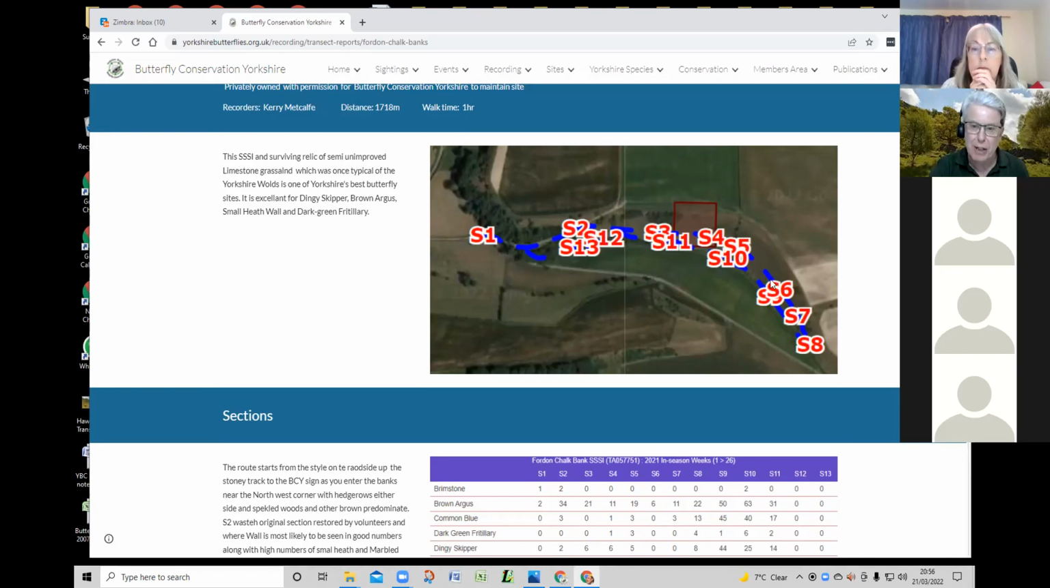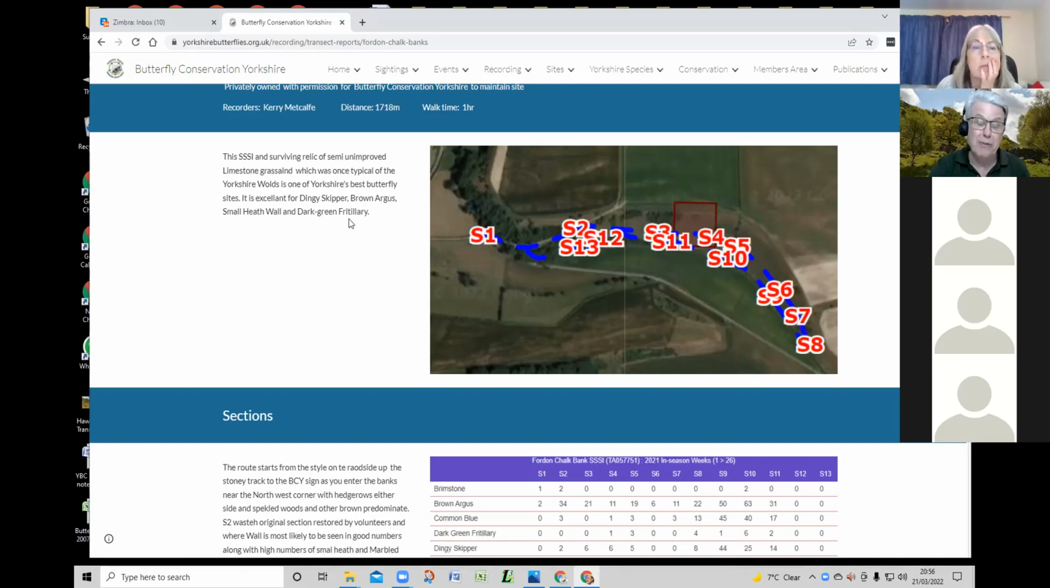It's a steep slope in the Wolds. It's a dry valley. It faces due south. Very typical. It usually has some of the earliest sightings of our species, particularly Small Heath is common. Dingy Skipper is common. And now, these last 2 years, the Dark Green Fritillary has moved in some numbers.